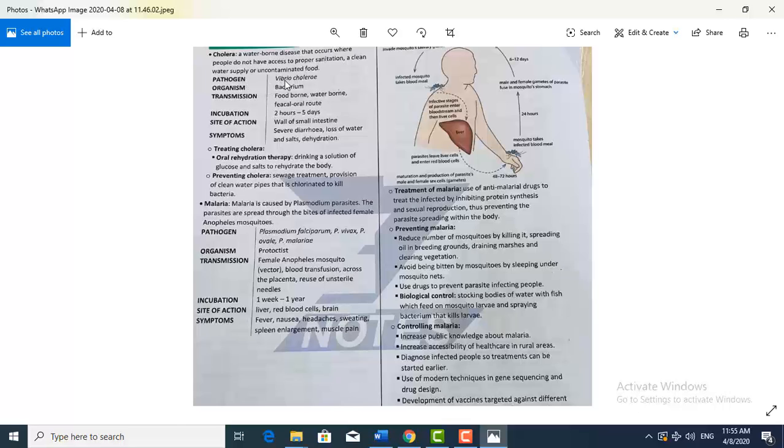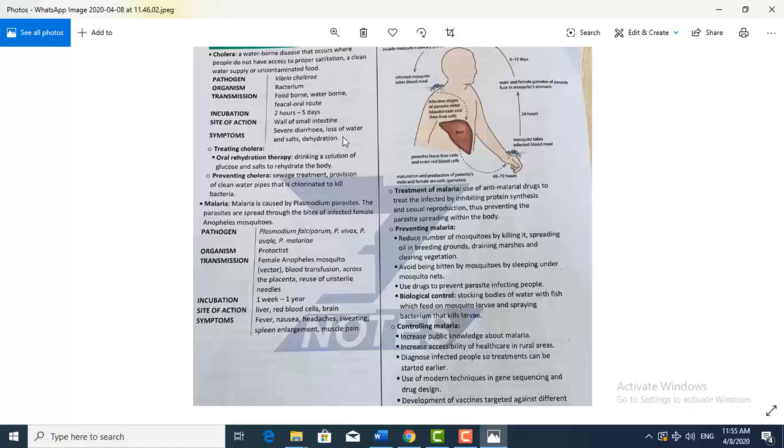The pathogen here is Vibrio cholerae, and the organism is a bacteria. The transmission could be foodborne, waterborne, and fecal-oral route. The incubation period is 2 hours to 5 days. The site of action is the small intestine, and the symptoms are severe diarrhea, loss of water and salts, which practically leads to dehydration.